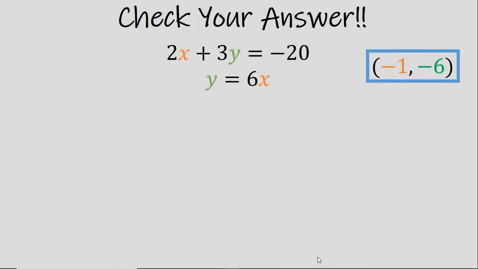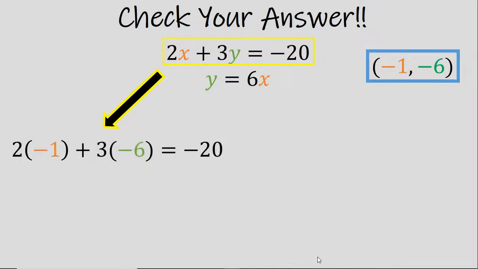So here are 2 equations, and we can replace the x with a -1 and the y with a -6 because that's what we found as our solution. So if I rewrite the first equation and substitute in my answers, I no longer have any variables. So what I want to see is, when I substitute in -1 and -6, does this make my statement true? So let's try and solve this.